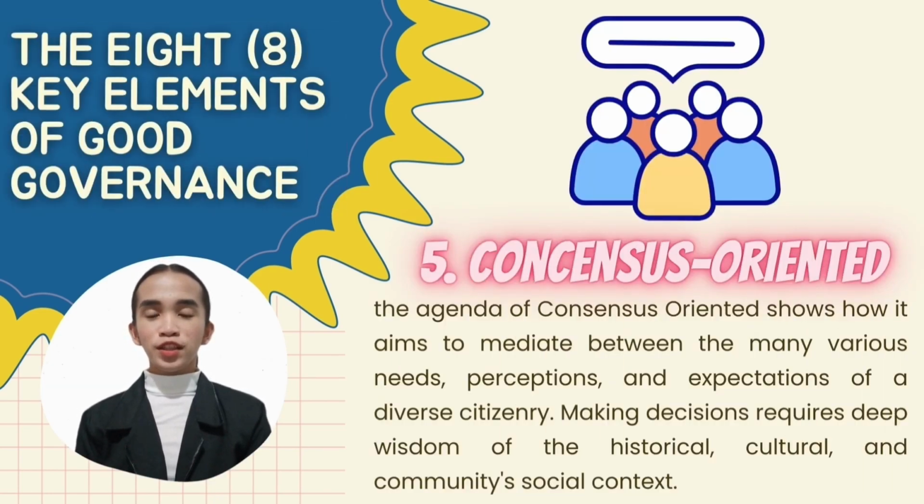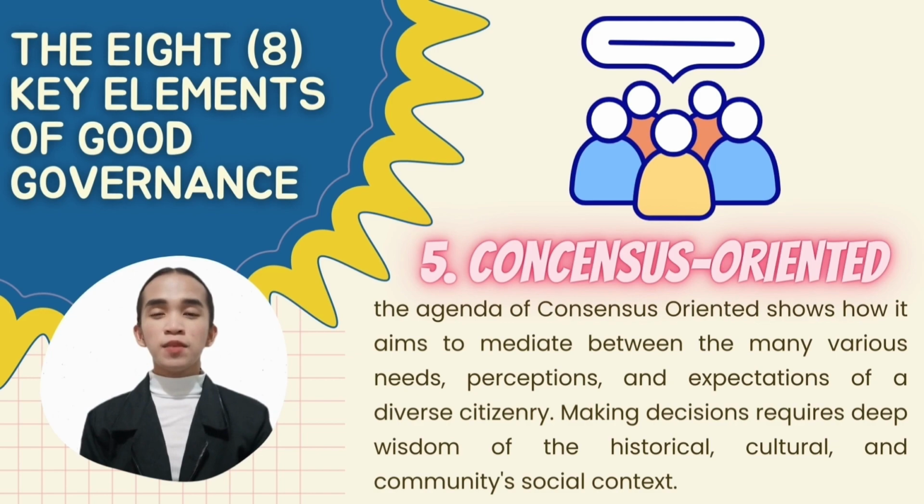The fifth component of good governance is known as consensus-oriented. This principle is related to the decision-making process. Making decisions requires deep wisdom of the historical, cultural, and community social context. This factor necessarily involves a consultation to reach a broad consensus regarding what is in the best interest of the entire stakeholder group and how to accomplish this sustainably and prudently.